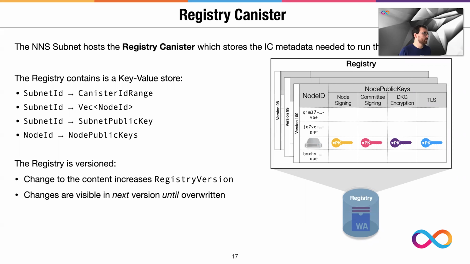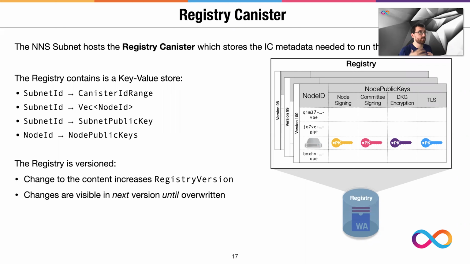Another thing that is important to mention is that the registry is actually a versioned key-value store. If I'm trying to add a new node, for example, there was a proposal and this got accepted, then the keys of the nodes are actually validated. So the keys are verified that they are correct and formatted correctly, and they are for the correct scheme that are currently supported.